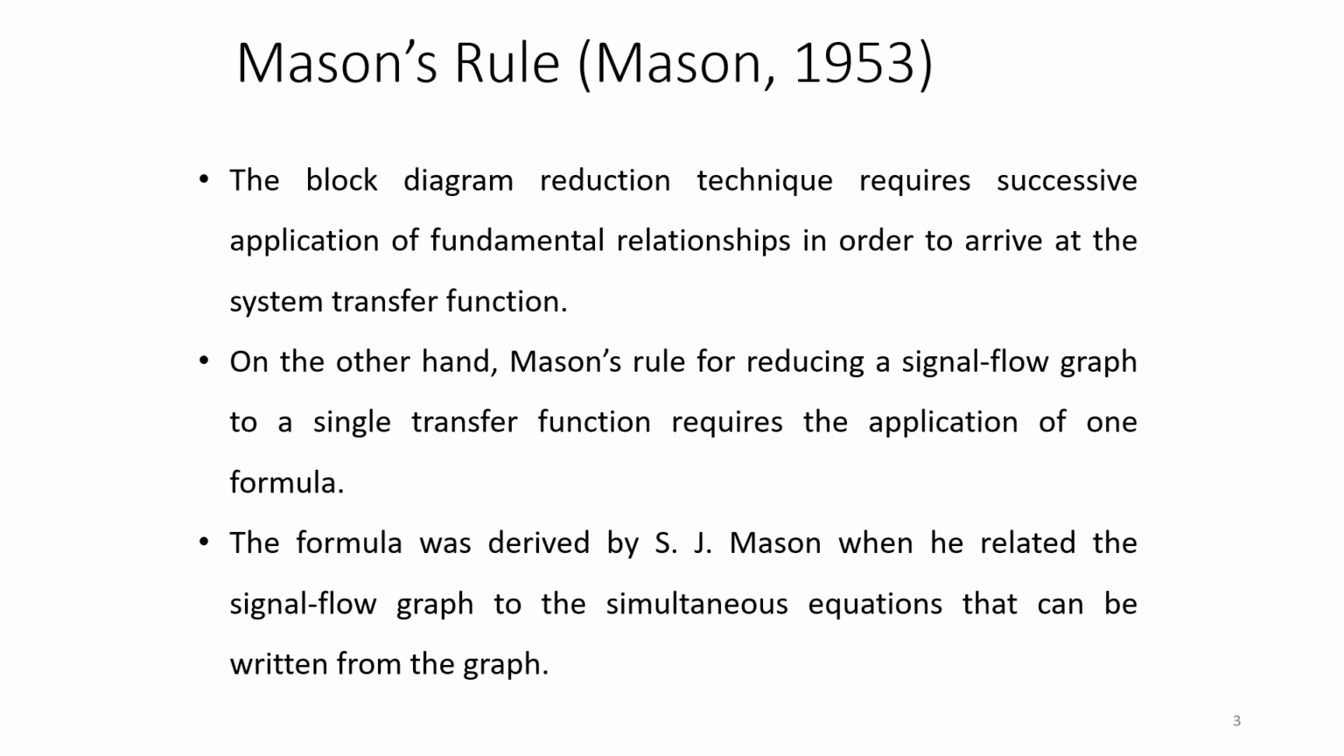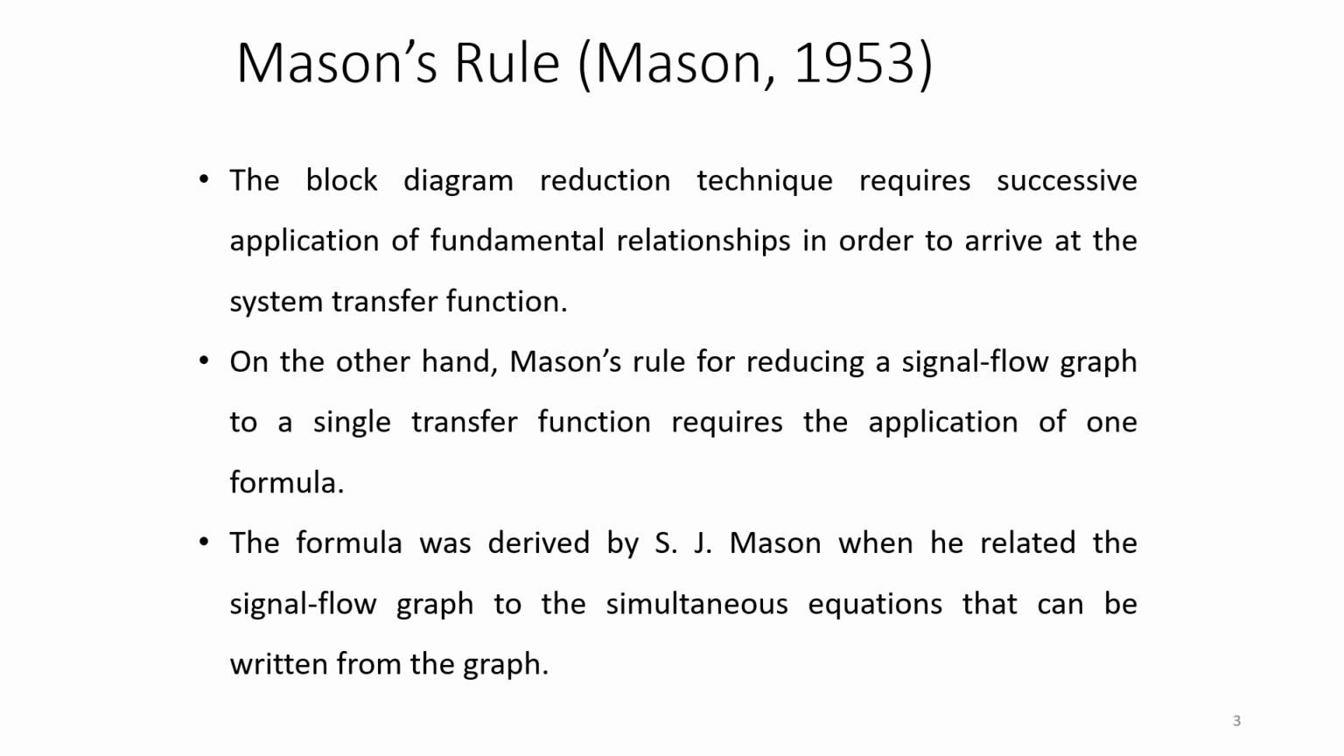Generally the block diagram reduction technique requires successive applications of fundamental relationships in order to arrive at the system transfer function. That means we need to apply so many reduction rules to arrive at the required transfer function for a block diagram. For a few block diagrams, these reduction rules hold good, but when we get a complex block diagram, it becomes too tedious for anybody to apply the reduction rules to obtain the transfer function for the given block diagram. For that purpose, Mason's gain formula was introduced for signal flow graphs.